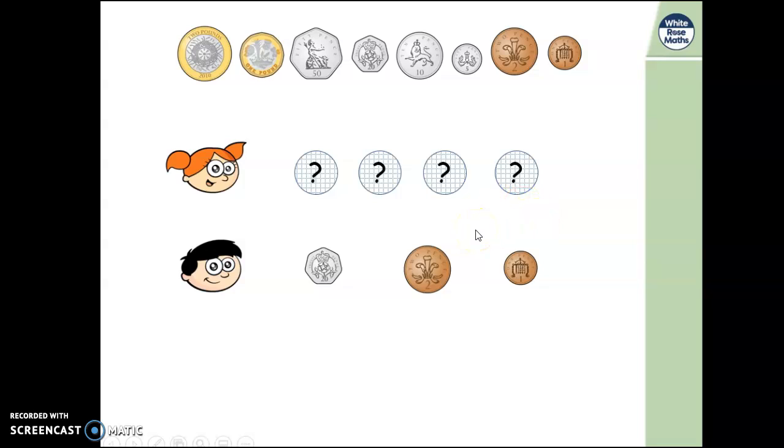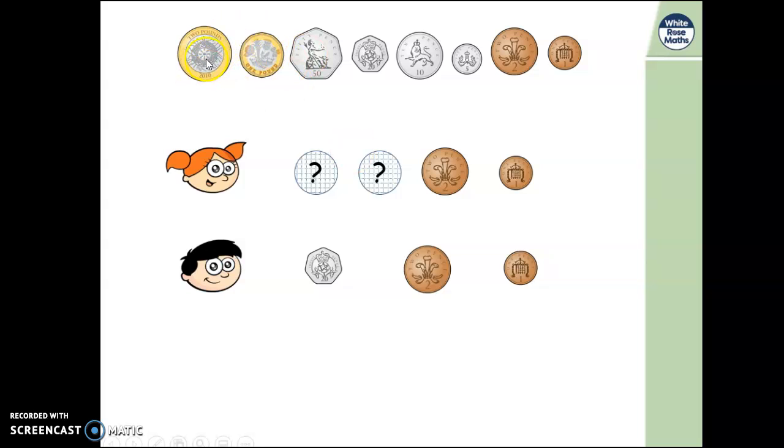So we need to think, right, we can keep the 1p and the 2p the same. Now we can look at the 20p. What 2 coins can we use to make 20p?